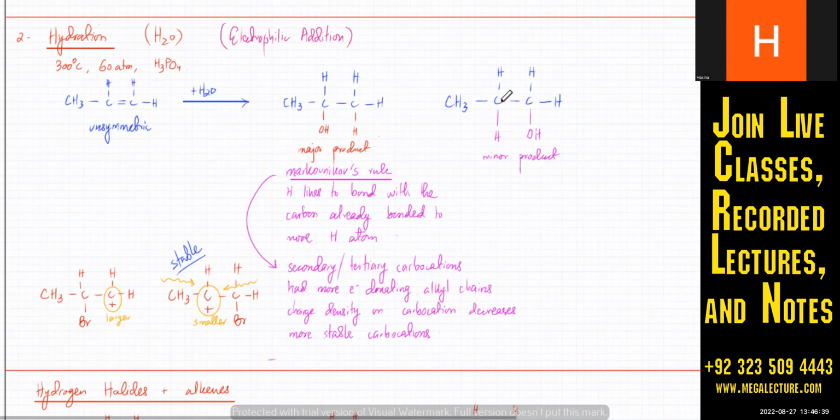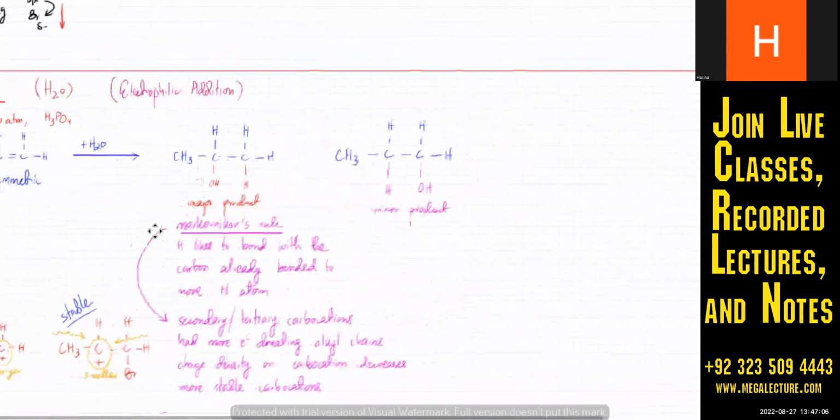So that's Markovnikov's rule, and there was a reason for that. The reason was that primary carbocations are kind of unstable, and secondary and tertiary carbocations are stable. The reason behind that was, as I added bromine over here. Just one second, let me correct this. I'll explain the reason.